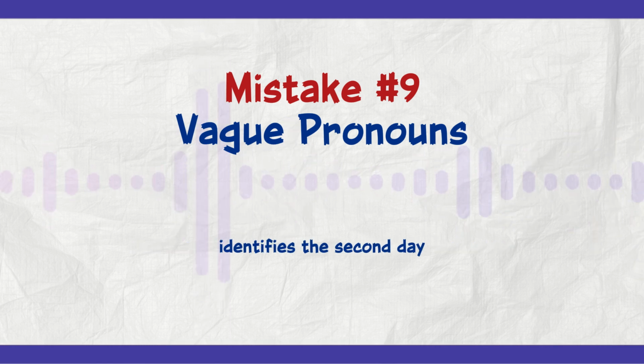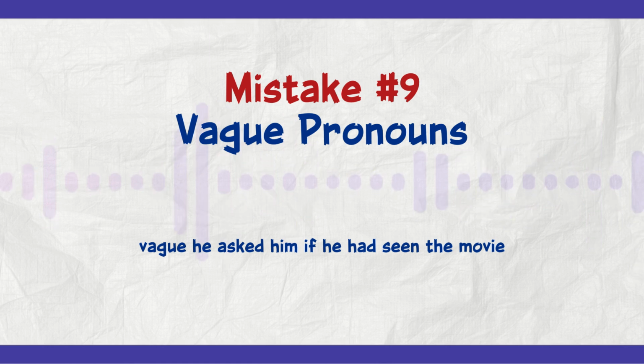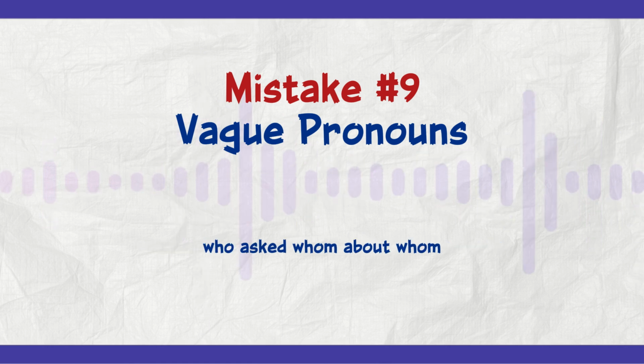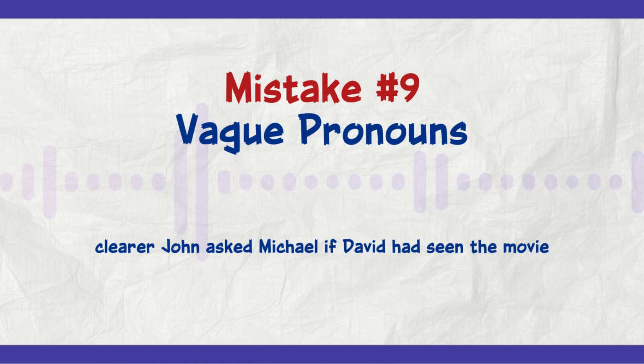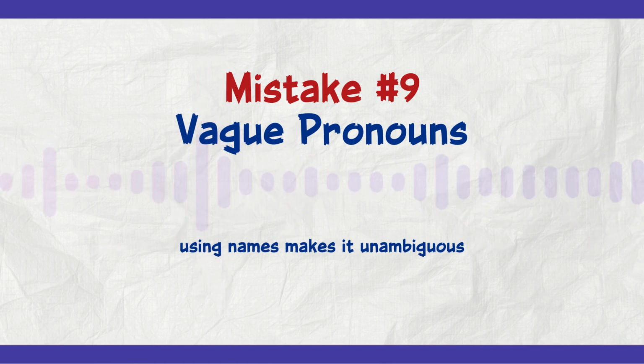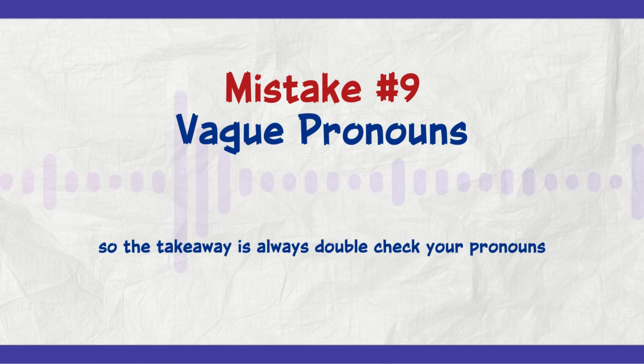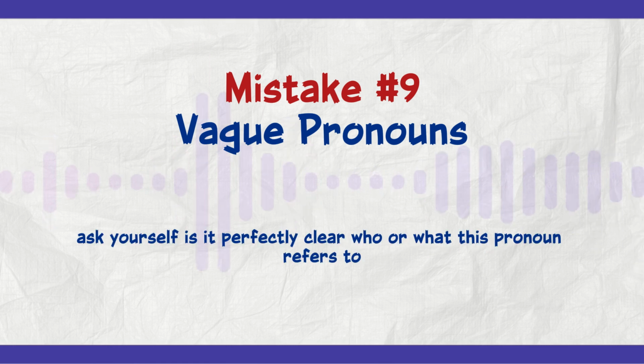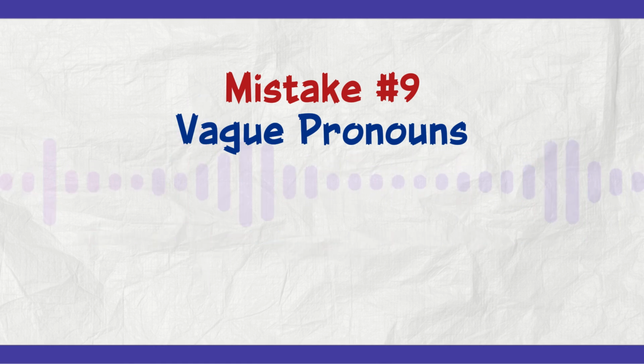Identifies the second they. Vague, he asked him if he had seen the movie. Who asked whom about whom? Clearer, John asked Michael if David had seen the movie. Using names makes it unambiguous. So the takeaway is, always double check your pronouns. Ask yourself, is it perfectly clear who or what this pronoun refers to? If not, revise. Excellent advice.